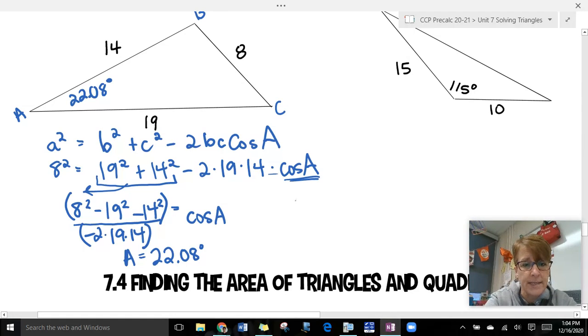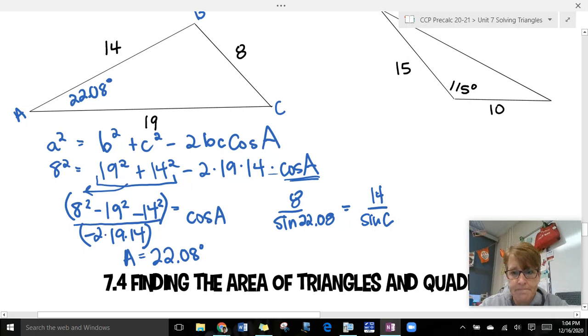So I'm going to go ahead and set it up. I know both A's, so I'm going to say 8 over the sine of 22.08. Those are my A's. Equals, I'm solving for angle C, so I need to put side C over the sine of angle C. Okay, now we can cross multiply. So 8 sine C equals 14 sine 22.08.